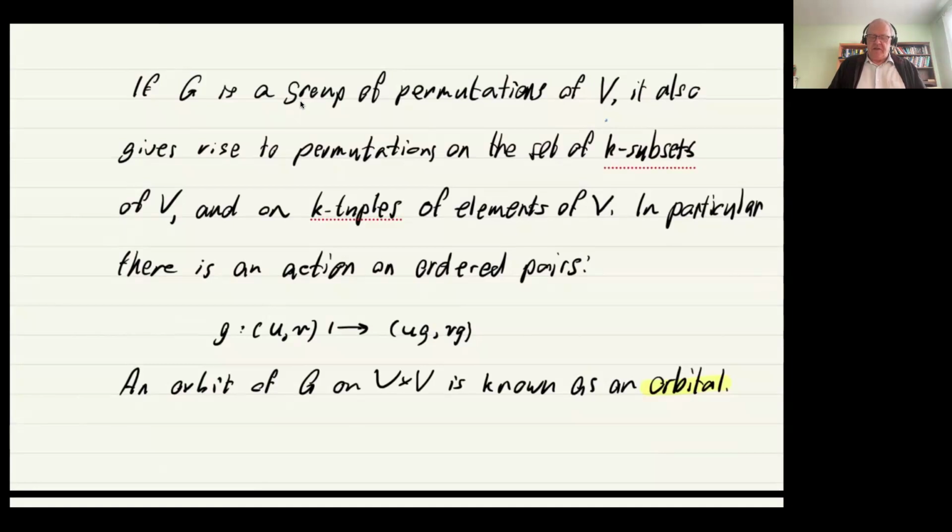Okay, and so in this case, since you're just acting on a set, it gives rise to K-subsets of a set or ordered K-tuples of a set. And so what I want to focus on now is the action on ordered pairs. So here I'm acting on ordered pairs. And the assumption is that if I have a group element g, it maps the ordered pair (u, v) to (u^g, v^g). So you just apply g to each coordinate. Now there's a definition coming. The orbits of G on this set V cross V are called orbitals.